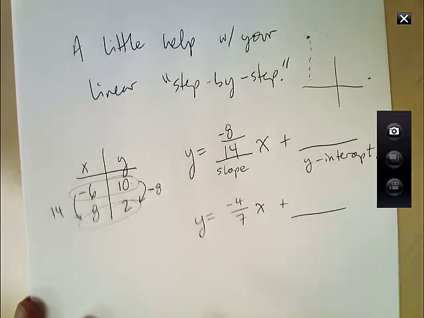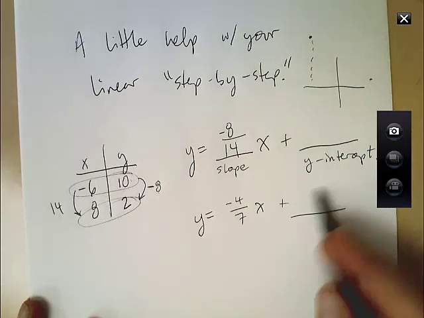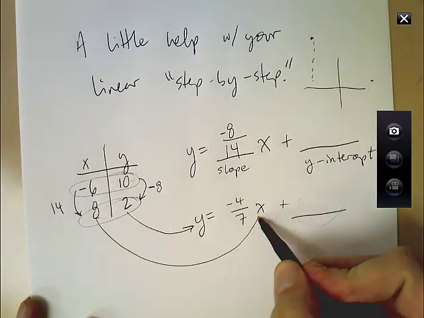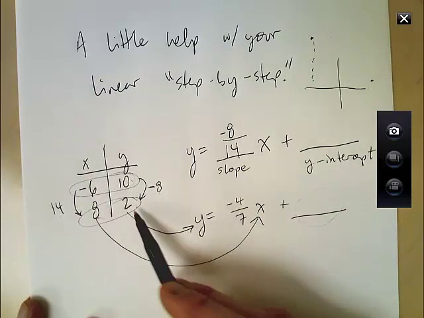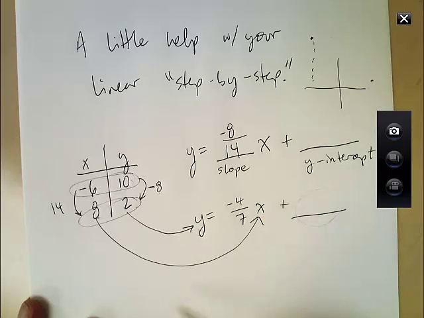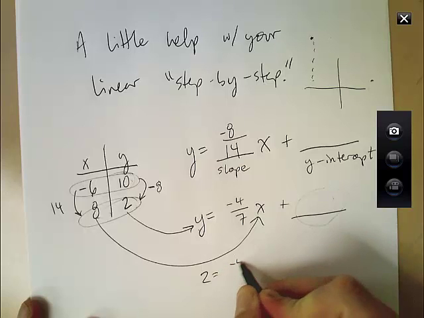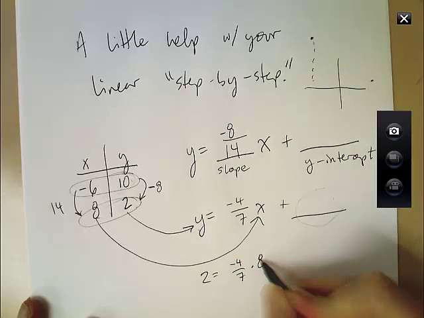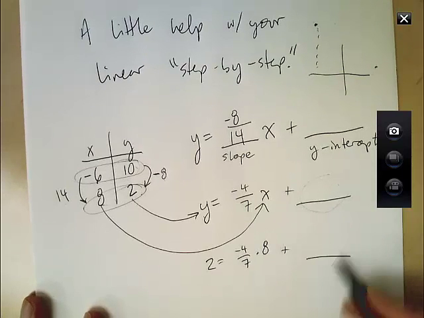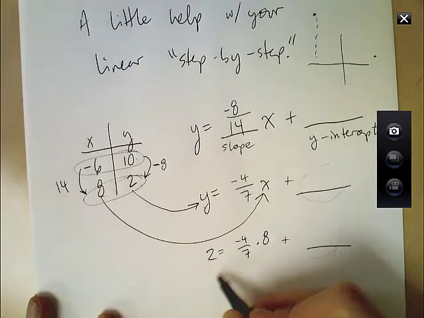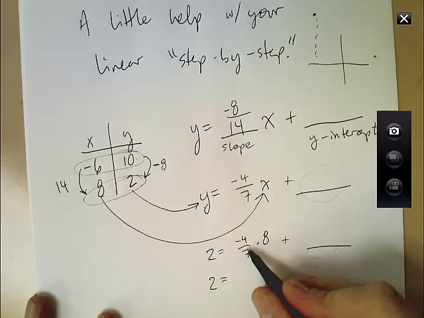And somebody today made a really good suggestion. They said, can we solve for this by subbing these coordinates into y and x, and then seeing what we would get here? Absolutely. 2 equals this times 8. And this is going to come out to be something like a fraction, not an integer, but that's okay. We can deal with fractions.